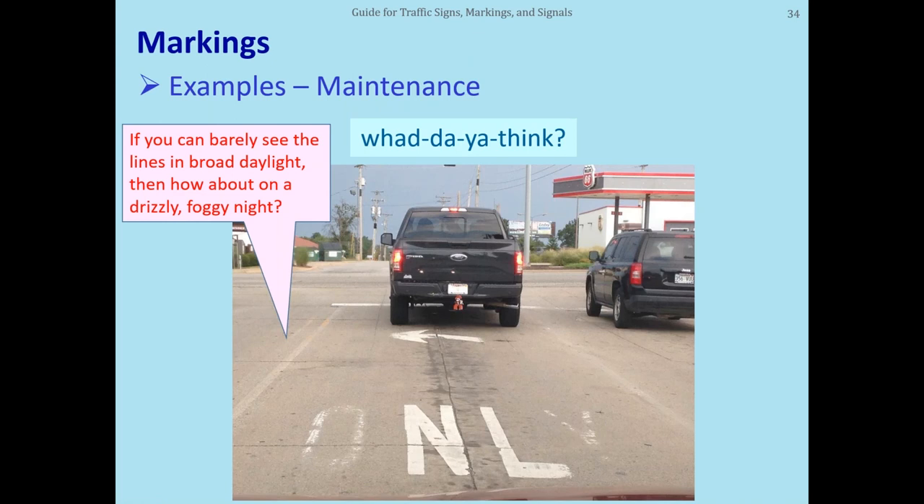Maintenance. Now this was shot in broad daylight. If I remember correctly, it was mid-morning, but that's been a long time since I took the photo too. But how visible is that going to be on a drizzly, foggy night? On a scale of 1 to 10, about minus 5. Very ineffective, long since overdue for maintenance for being restriped.